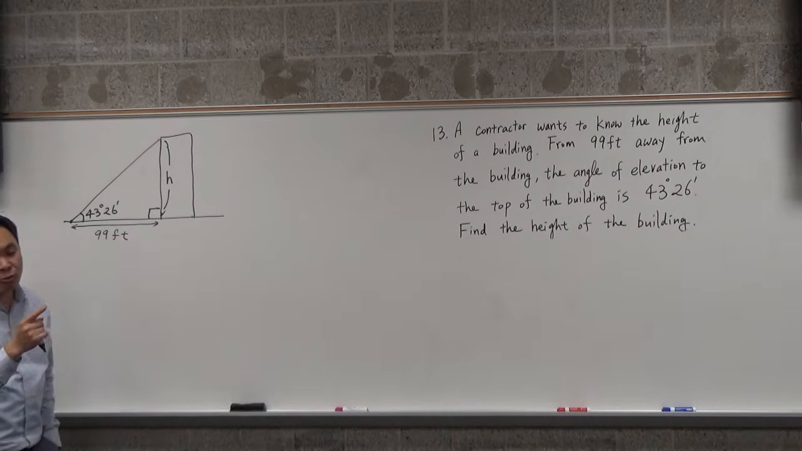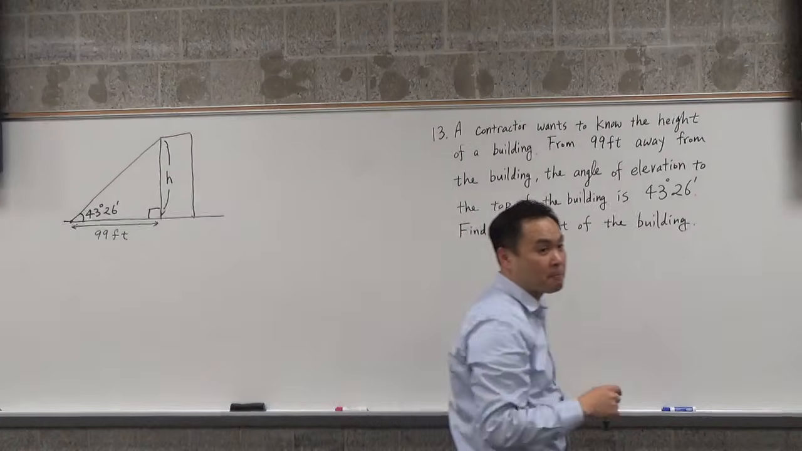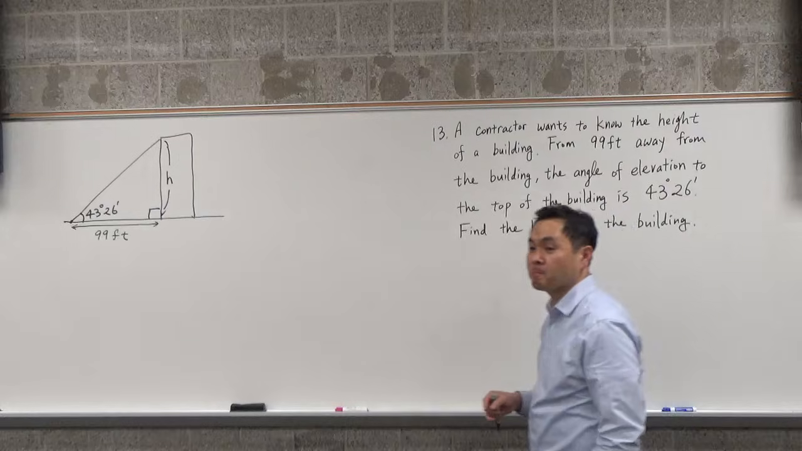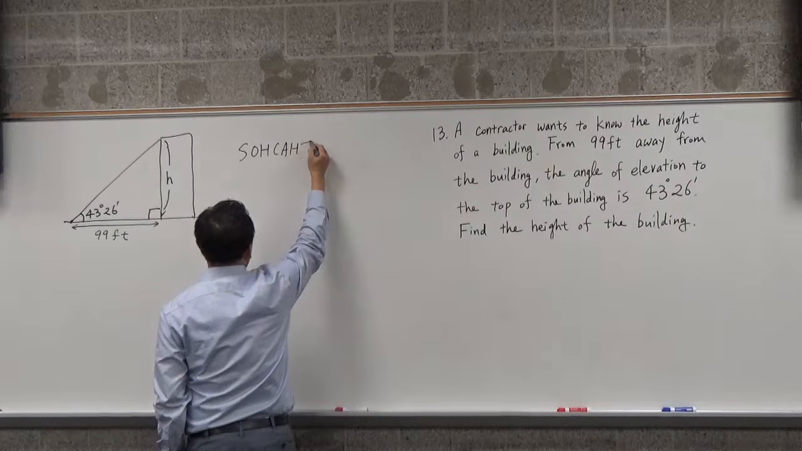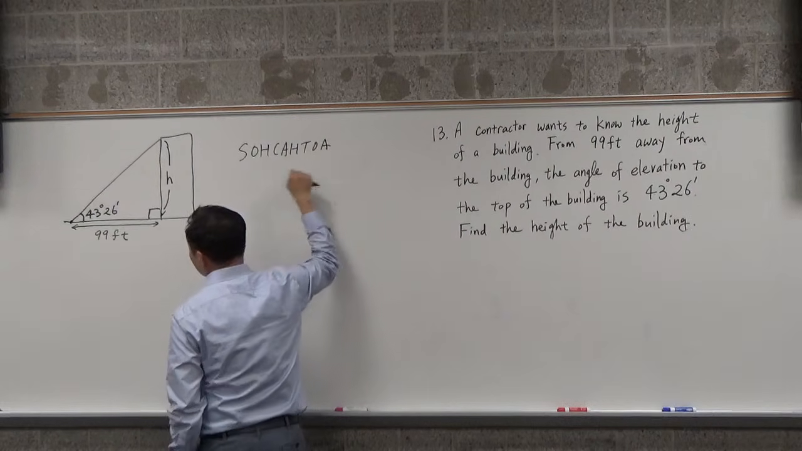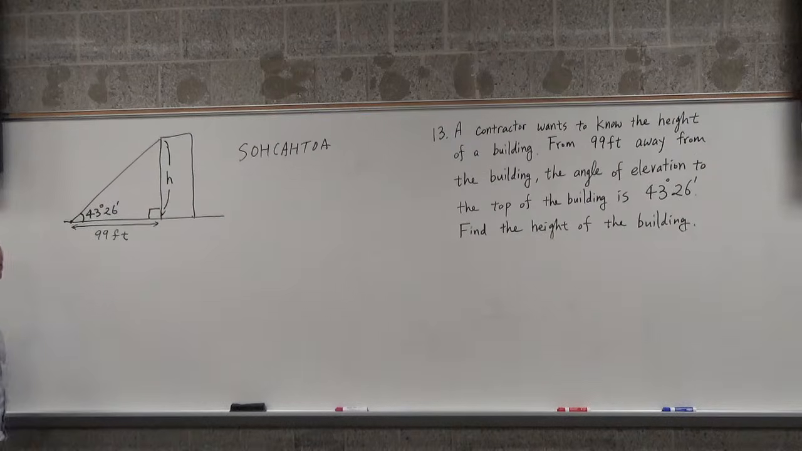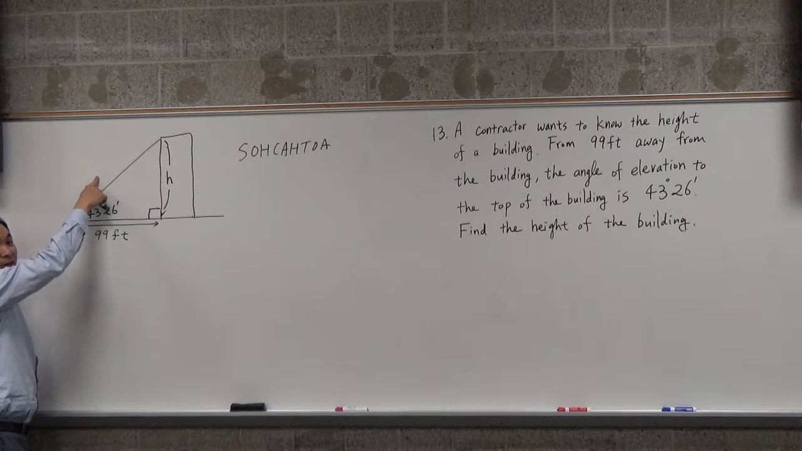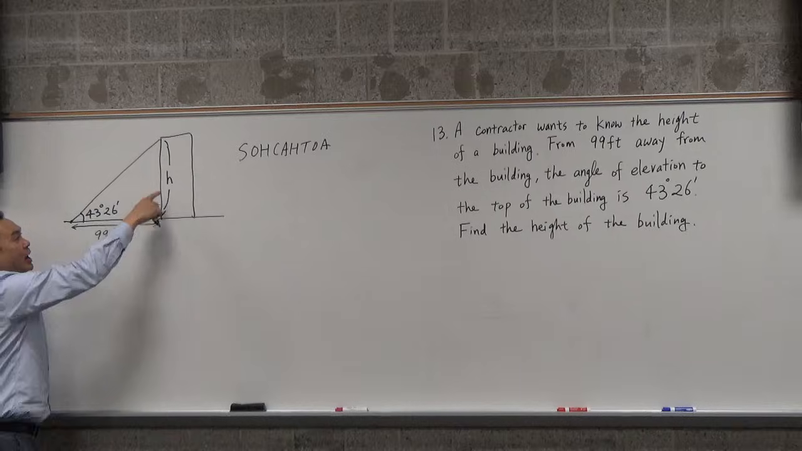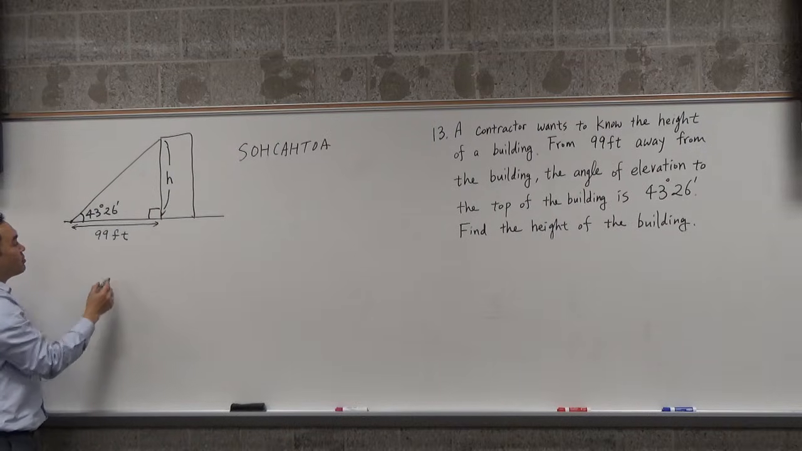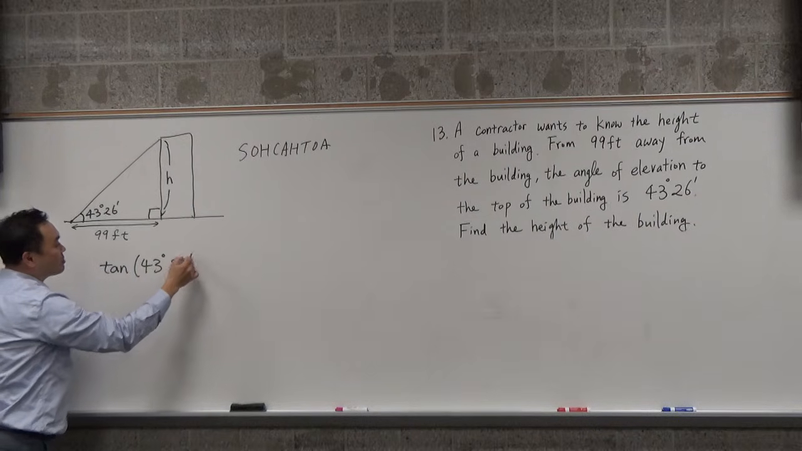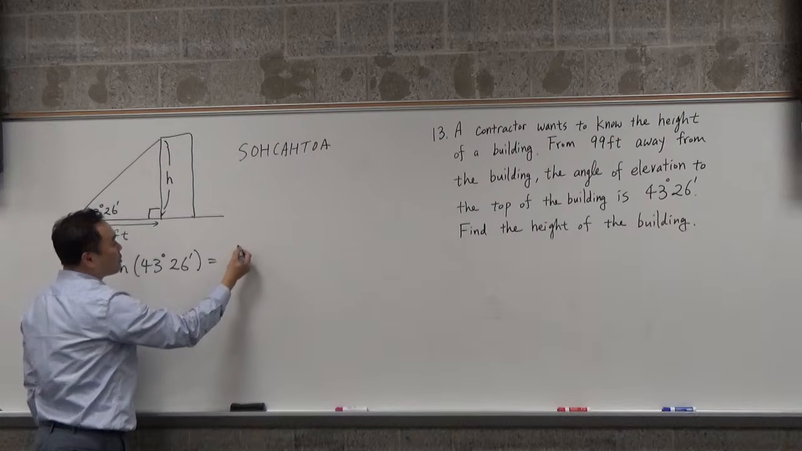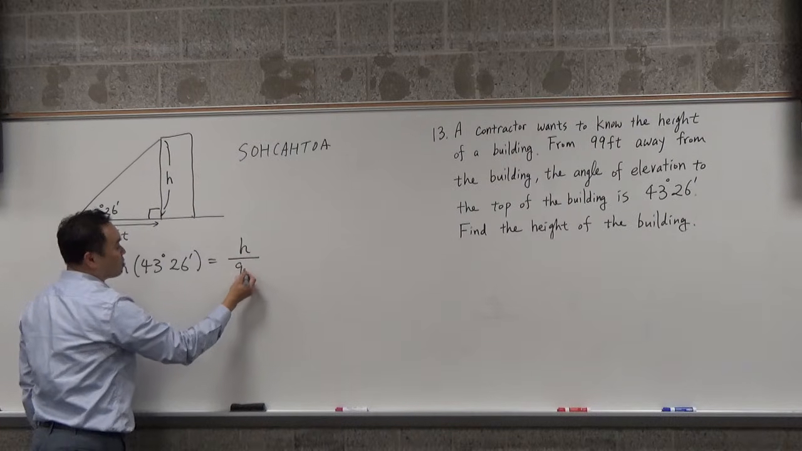Of the three trig functions, which one should we be using? Of the three, SOH CAH TOA, which one should we use to get this h involved? Sine would require this hypotenuse, and we don't know that. So tan. Tangent is opposite over adjacent, right? So you can say that tangent of 43 degrees and 26 minutes is equal to opposite, which is h, over adjacent, which is 99.